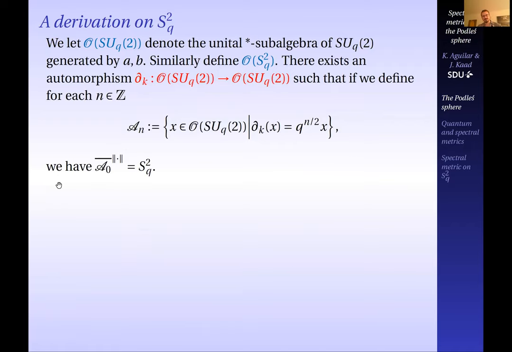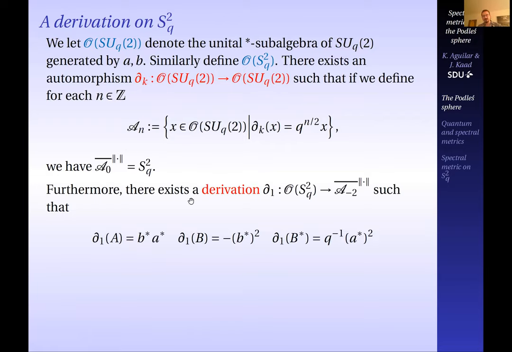Okay, and in fact, the fixed point is SQ2, the Podleś sphere. Also, you can define a derivation on the polynomials of SQ2, but its codomain is not SQ2. You have to be very careful with this. Its codomain is living inside SUQ2, quantum SU2.